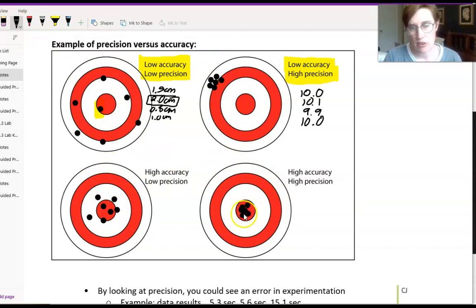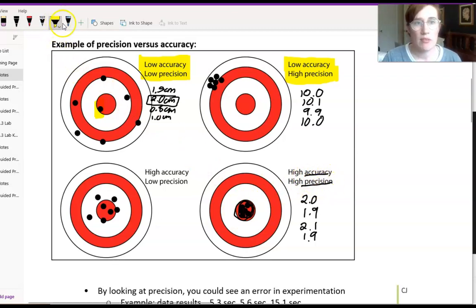It's all very close together and it's accurate. So this would be an example if we had someone measure the penny and they got these data points out. These are very close together data points, so they're very precise and they're within the accepted range. They're very close to the accepted range, so they're highly accurate.